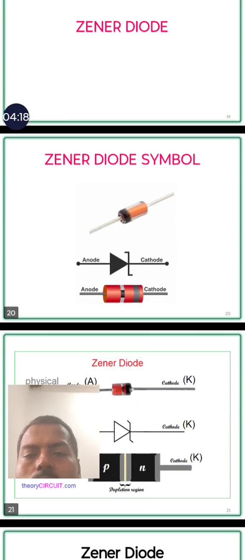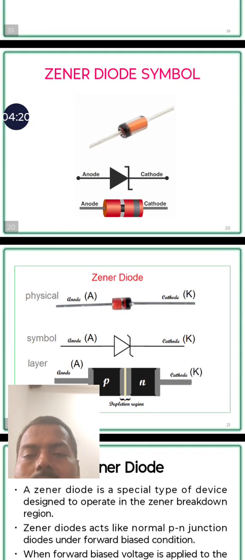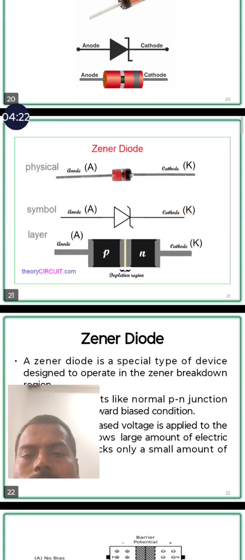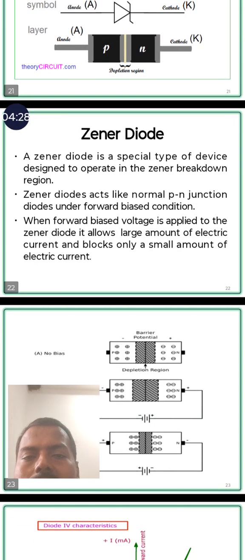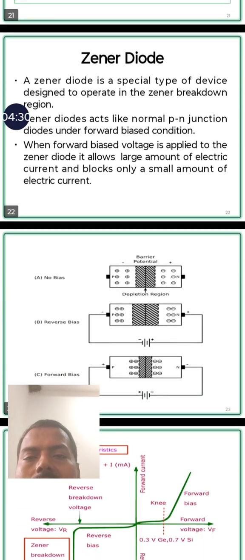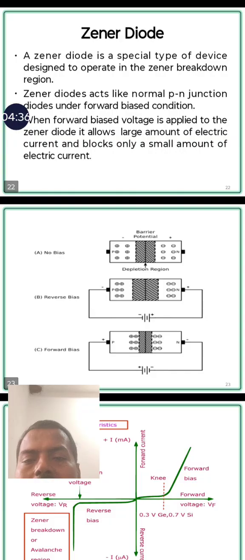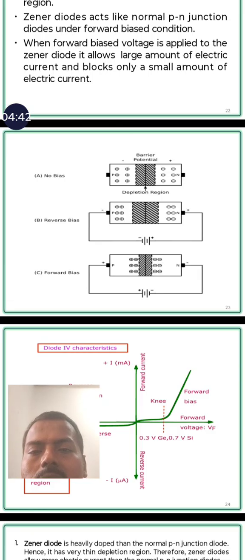Next is the Zener diode. The symbol has an anode and cathode. The Zener diode is a special type of device designed to operate in the Zener breakdown region. It acts as a normal PN junction diode under forward biased condition. When forward bias voltage is applied to the Zener diode, it allows a large amount of electric current and blocks only a small amount of electric current.